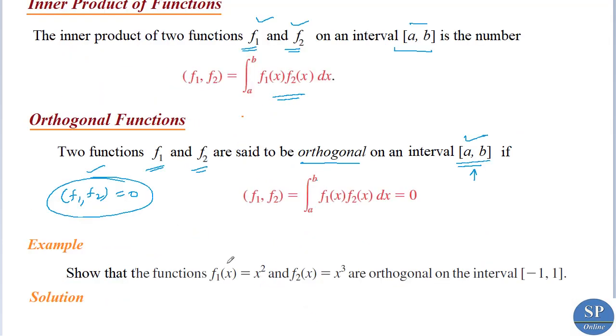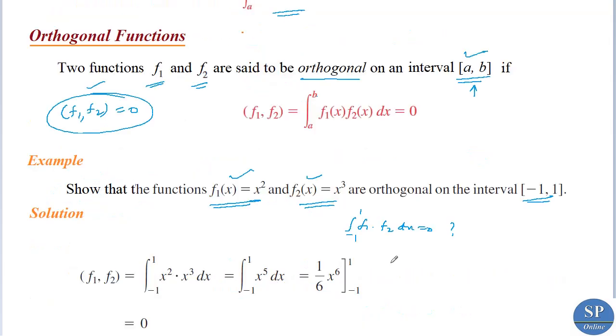For example, show that the functions f1(x) equal to x square and f2(x) equal to x cube are orthogonal on the interval -1 comma 1. So we have to show that these two functions are orthogonal on the interval -1 comma 1. That is, we need to show that the integral from -1 to 1 of f1(x) into f2(x) dx is equal to 0. That is what we need to prove. So here the inner product is the integral from -1 to 1 of f1(x) into f2(x) dx, which is, with f1(x) equal to x square and f2(x) equal to x cube, x square into x cube dx.